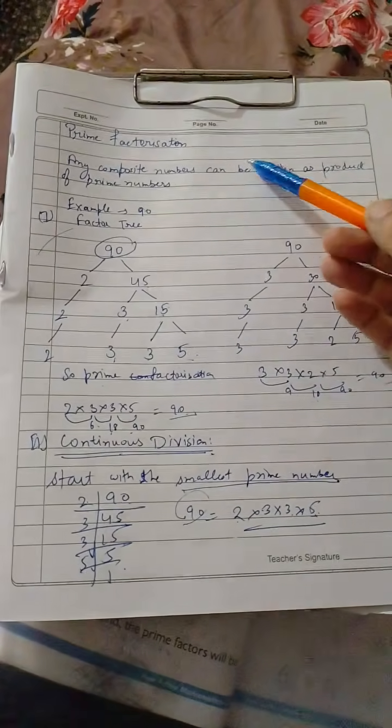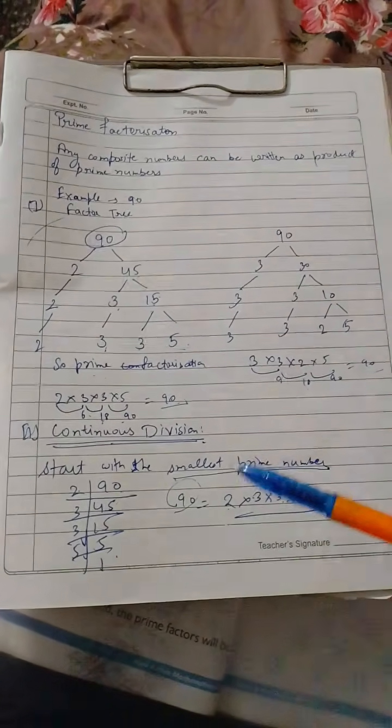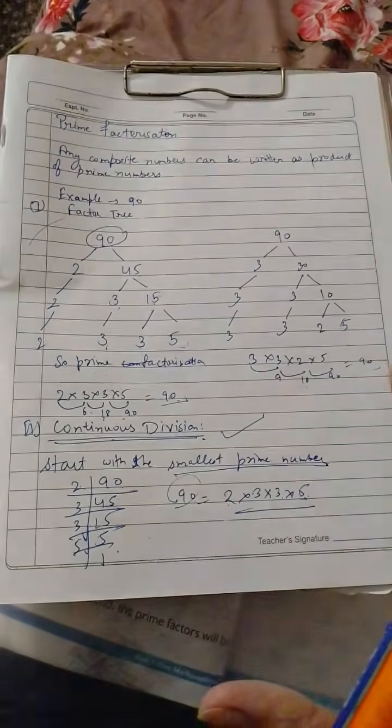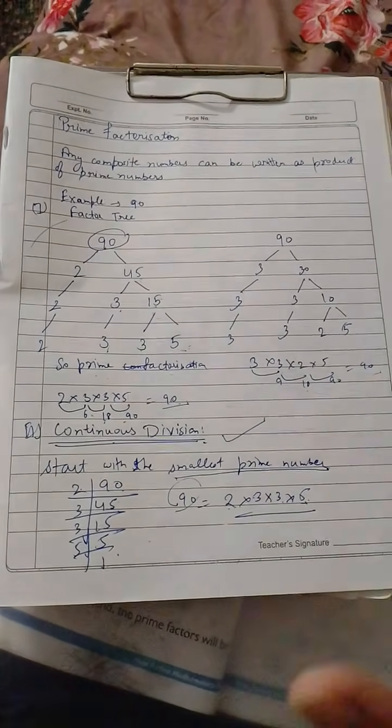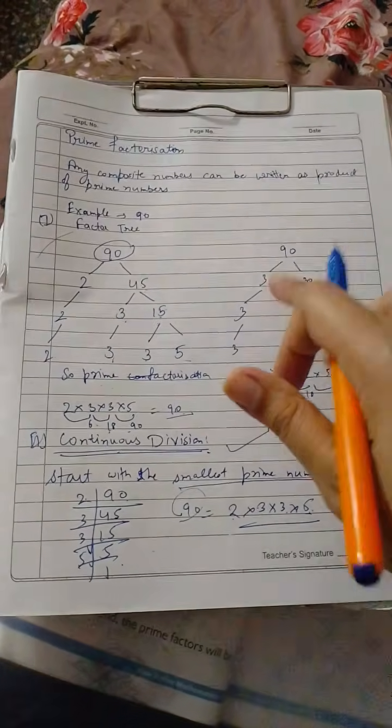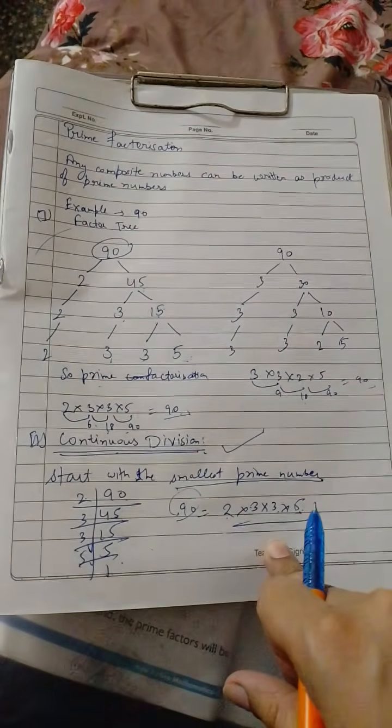So prime factorization can be done by these two methods. Commonly this method is used because it is the easiest one and can be done in an easy way. So these are the two methods we use for prime factorization.